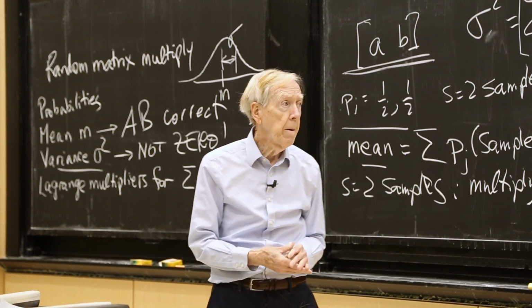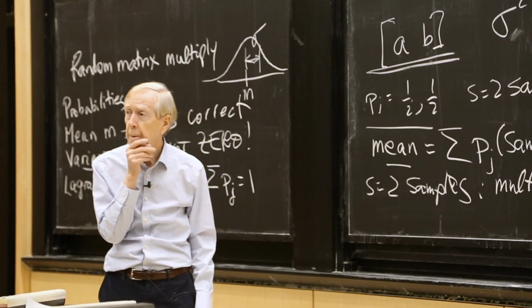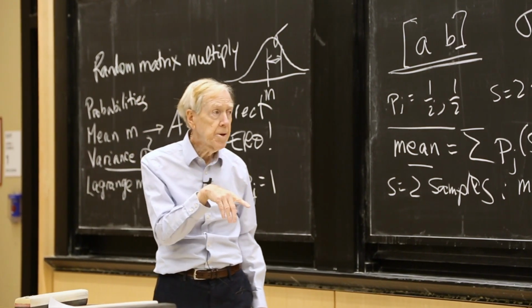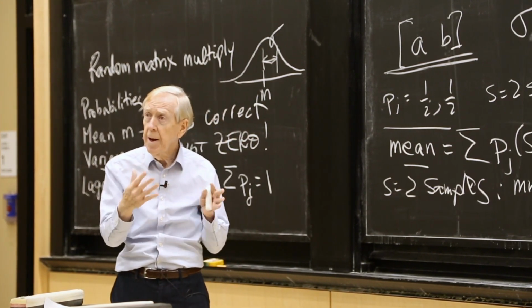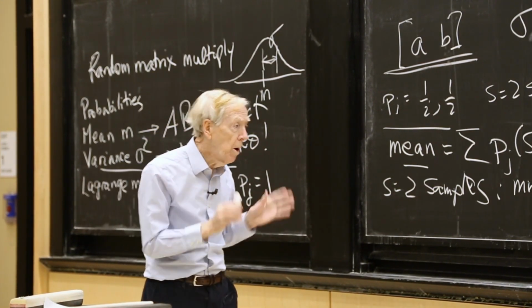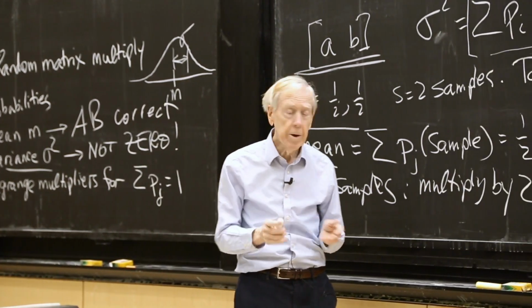I'm going to do it the first way. I'm going to pick these probabilities, and they'll turn out to be proportional to norm squared. Okay, ready for that? Here it comes.